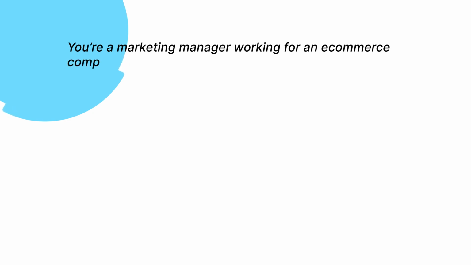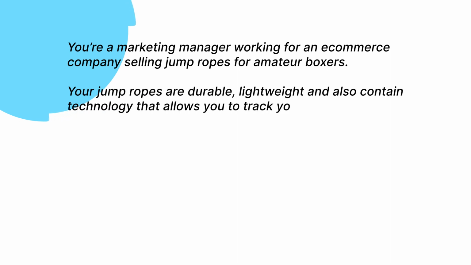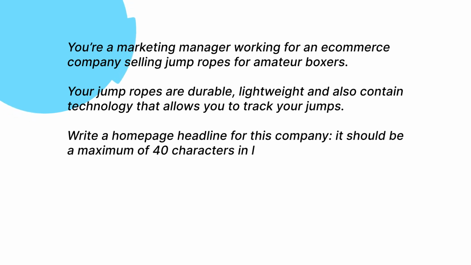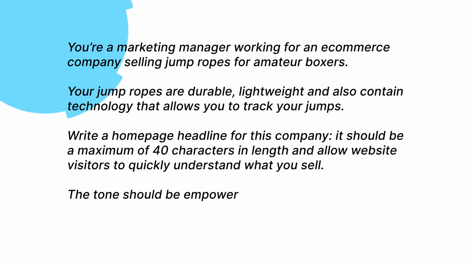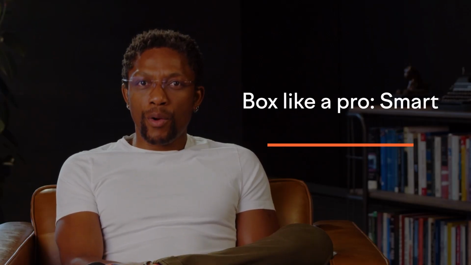Okay, so taking these 5 steps, I rewrote my prompt to be: "You're a marketing manager working for an e-commerce company selling jump ropes for amateur boxers. The jump ropes are durable, lightweight, and also contain technology that allows you to track your jumps. Write a homepage headline for this company. It should be a maximum of 40 characters in length and allow website visitors to quickly understand what you sell. The tone should be empowering. You can use Nike's copy as an example." When I added this prompt to ChatGPT, I got the following output. "Box like a pro, smart, durable ropes." Much, much better, right? But this doesn't have to be the end of it.